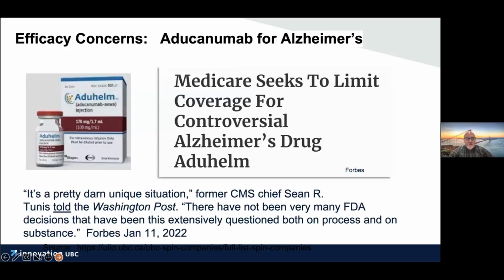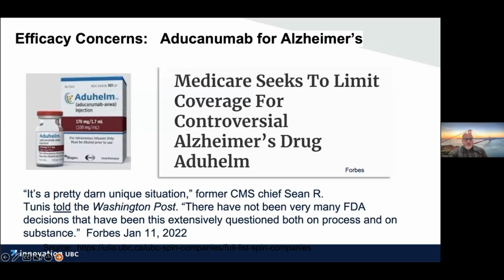So as I mentioned, there's a lot of examples where you've got drugs that have been approved, but their efficacy isn't enough to really have a clinically meaningful difference. For example, the FDA approved Aduhelm from Eisai and Biogen, but Medicare sought limited coverage, and it's currently only available through clinical trials.